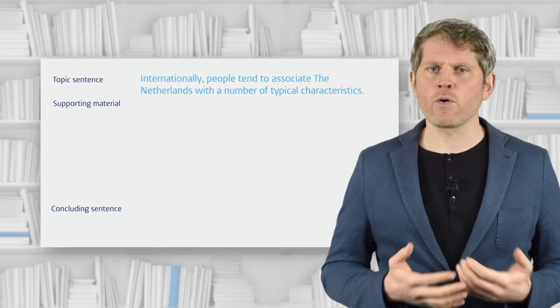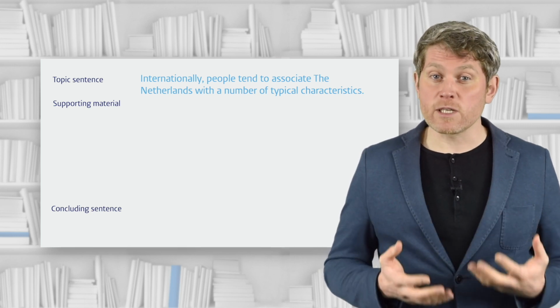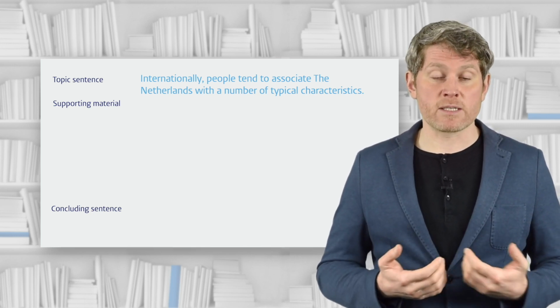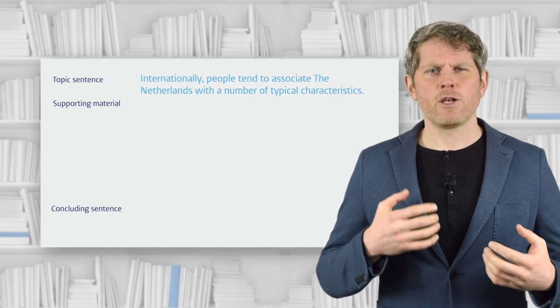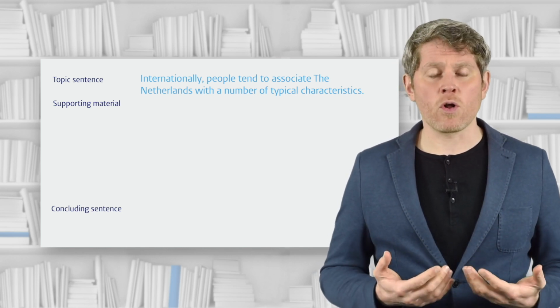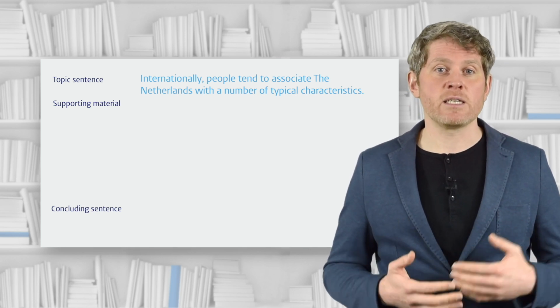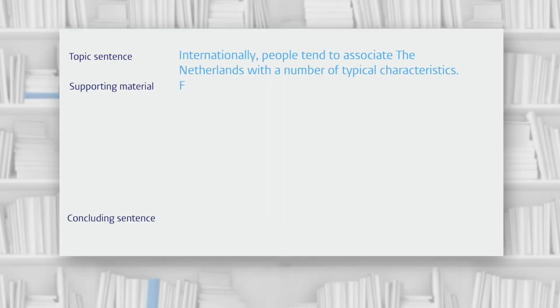Now, I need to support this statement. The supporting material here needs to relate to the characteristics that I mentioned in the topic sentence. Knowing the Dutch are considered to be quite tall, I was quickly able to find statistical evidence for this in a study by the OECD. Firstly, the Dutch are famous for being a tall nation.